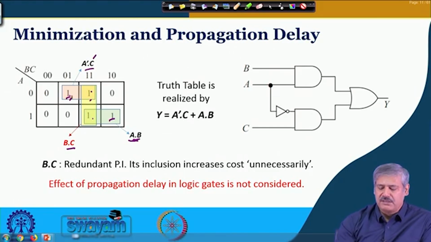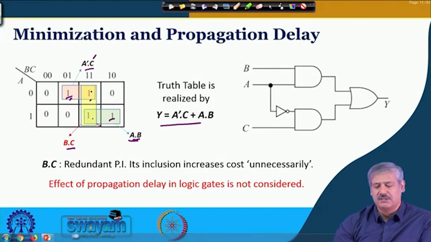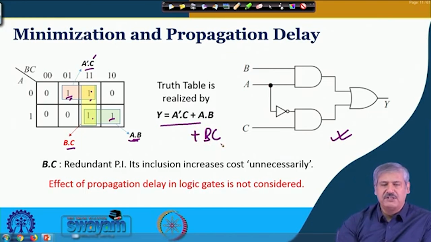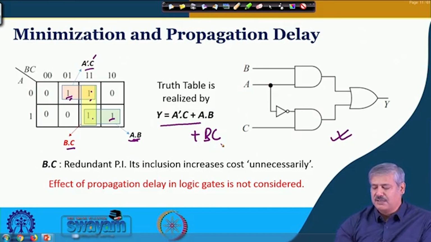So, the minimized expression for this truth table is A prime C plus A B, and this is how you realize the circuit. We could have had a B C also, with no difference in meaning, but that would have unnecessarily increased the hardware cost, because B C means another AND gate that will get connected. So, this is how we have seen the minimization problem and circuit realization so far.